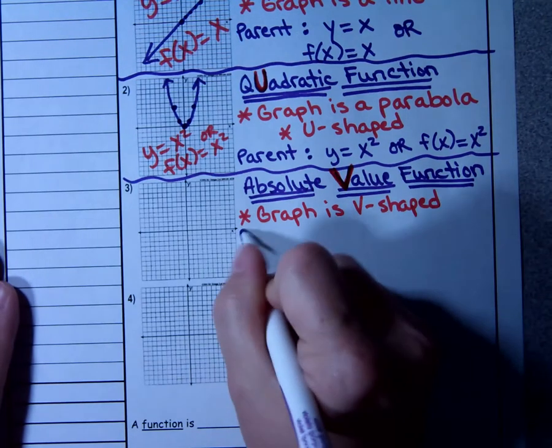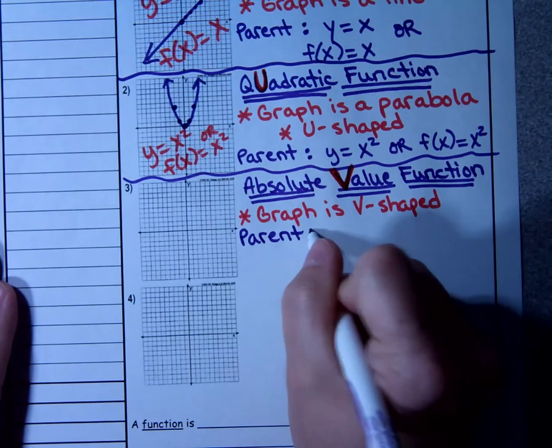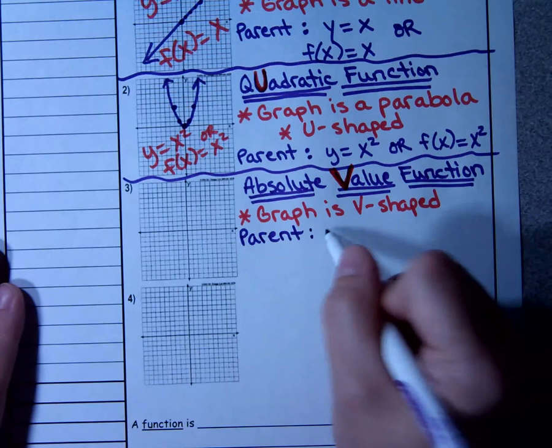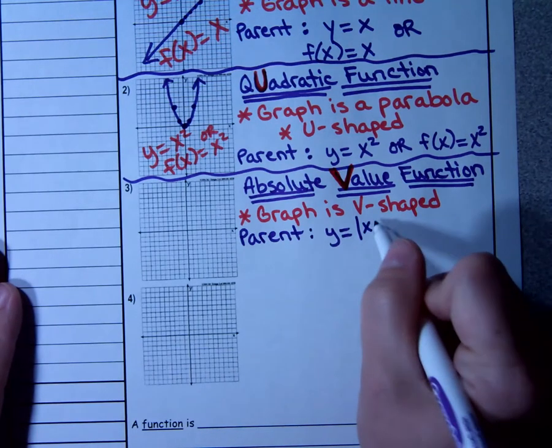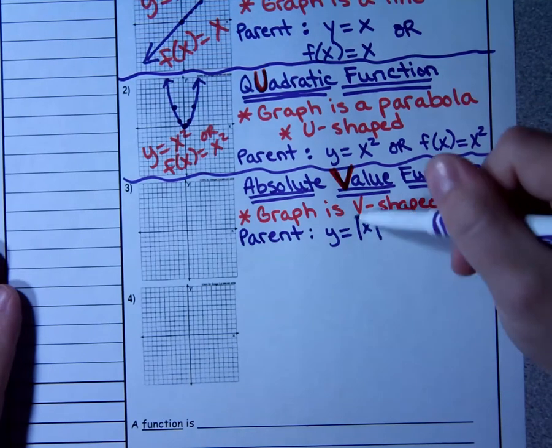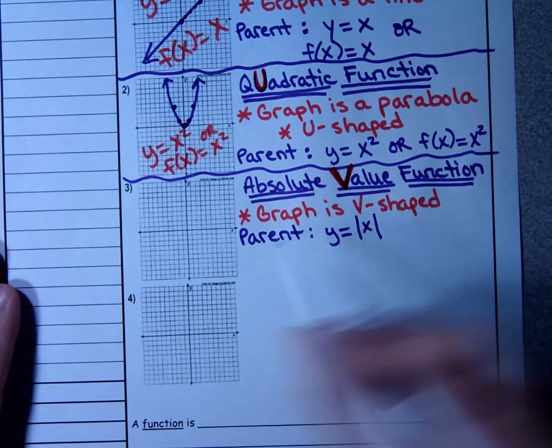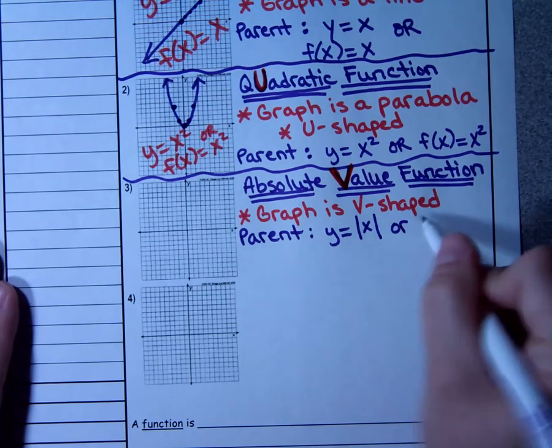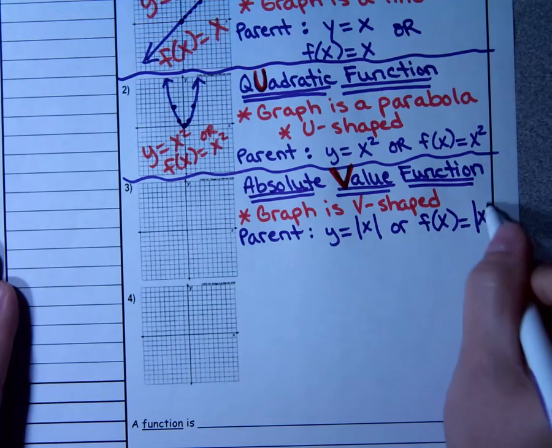Okay, let's write down the equation for the parent to the absolute value functions. And the parent equation is y equals absolute value of x. These two straight up and down bars are absolute value bars. And that is our equation to our parent function. And then the fancy way of writing that is f of x equals the absolute value of x.